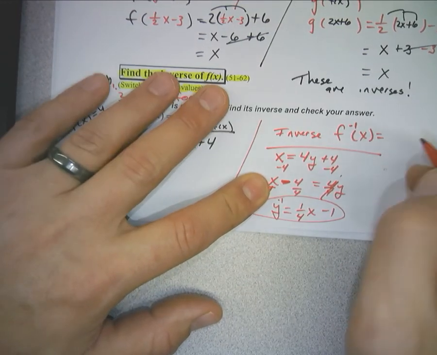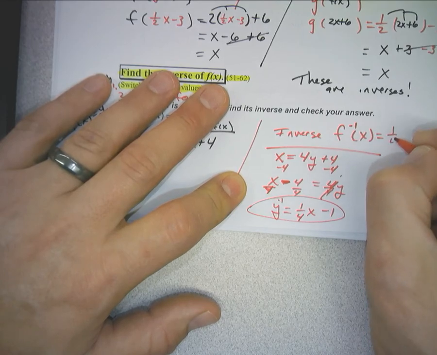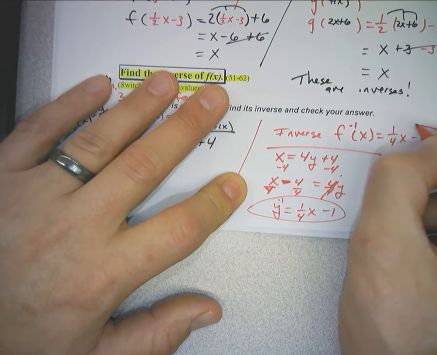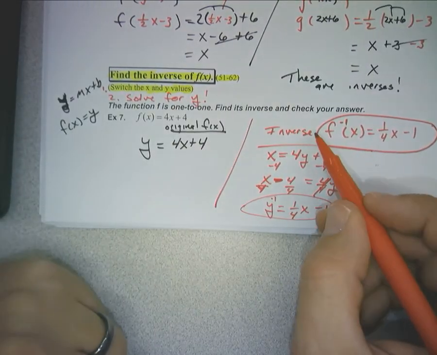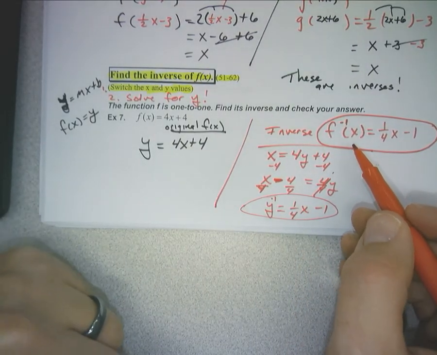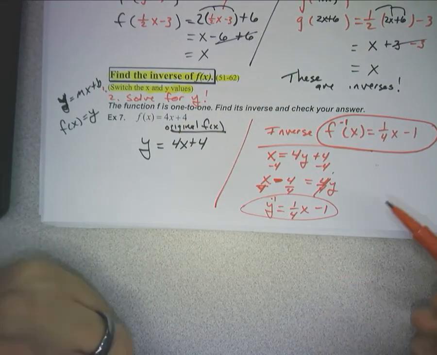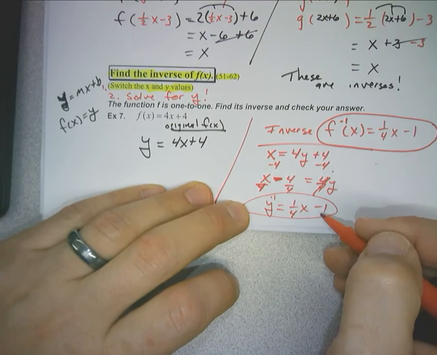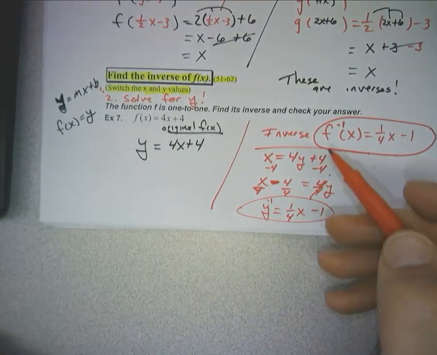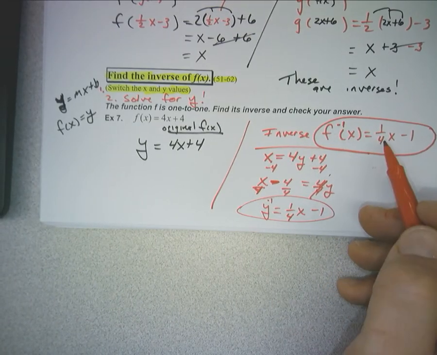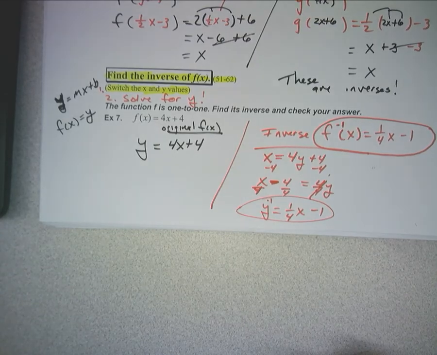My math lab might ask you to write the inverse of f of x as 1/4 x minus 1. This is again function notation, denoting that it's a function and that it's the inverse of f of x. I'm okay with either one, but my math lab might want that, and they might have the inverse of f of x equals, and then you plug in 1/4 x minus 1. You've got to see what they want.